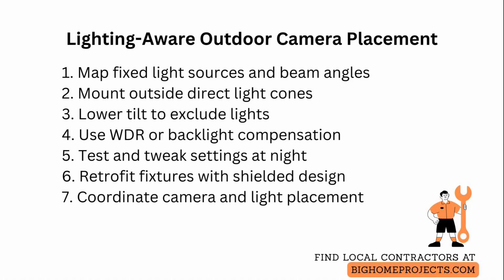If a needed light still causes glare, replace or retrofit the fixture with a shielded or full cutoff design that directs illumination downward and away from the lens. Consider moving lights a few feet laterally or changing their aim so they illuminate walkways but not camera fields. And when possible, coordinate camera and light placement so lights illuminate faces from behind the camera, not toward it.